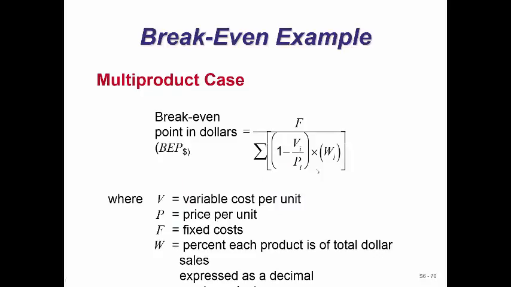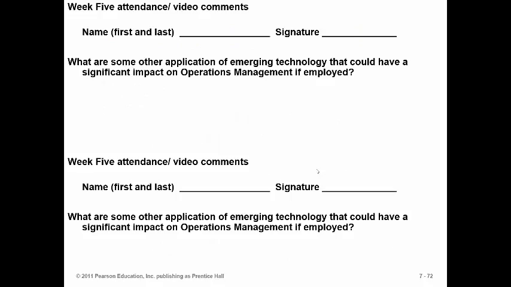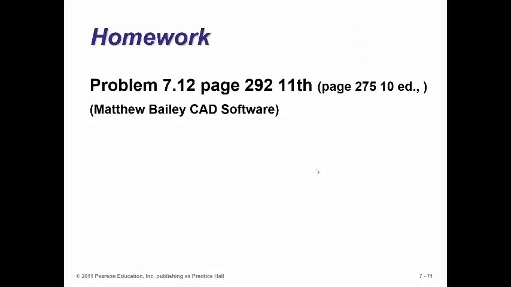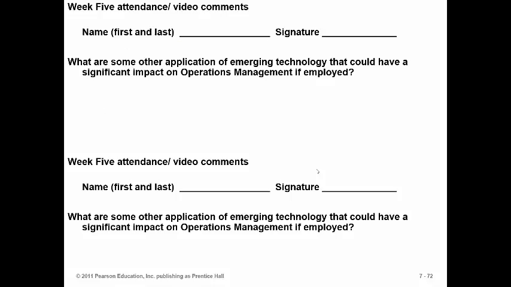Obviously, any manufacturing or realistic example is going to be a multi-product example. So it's just a summation. You basically stack up these equations next to each other. Not that much more complex. All right. So as we come to the end of it, the homework is going to be just as written there. Matthew Bailey CAD software.